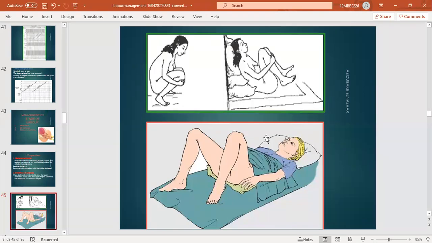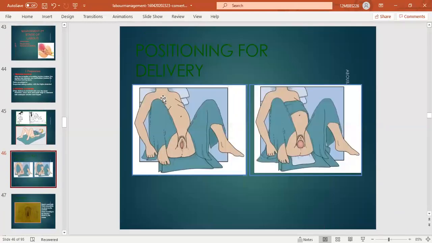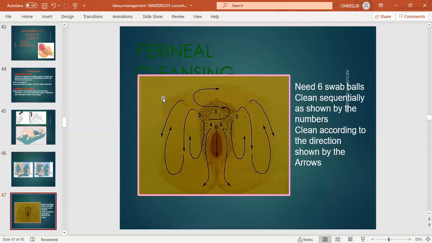Look at the dorsal position. This is again what we call McRoberts position. This is a squatting position. So whatever position the patient adopts, she can adopt this. What we do in the preparation of the patient is that once the patient is fully dilated, your trolley should be prepared, and the aseptic measures should be adopted.